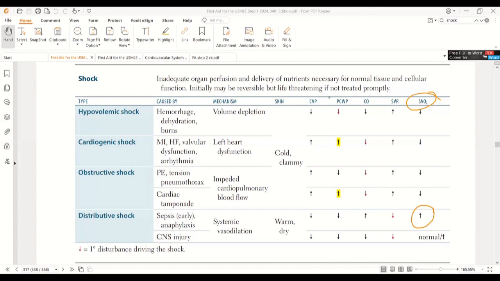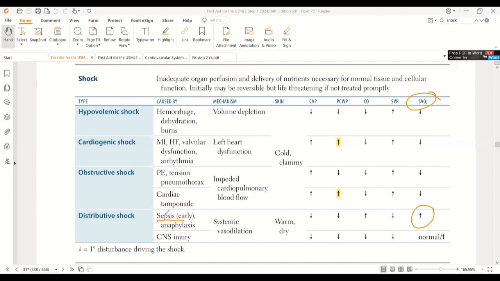Distributive shock, mainly sepsis, right? Okay, what is the SVO2? It is the mixed venous O2 saturation. If decreased perfusion takes place, what happens? The tissue makes a compensatory change. Our body tries to extract more oxygen from the veins, and that is why SVO2 is decreased in shock.